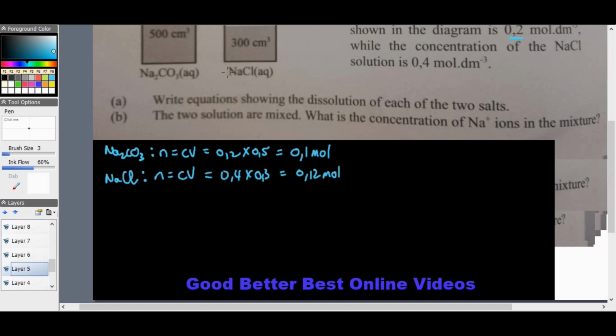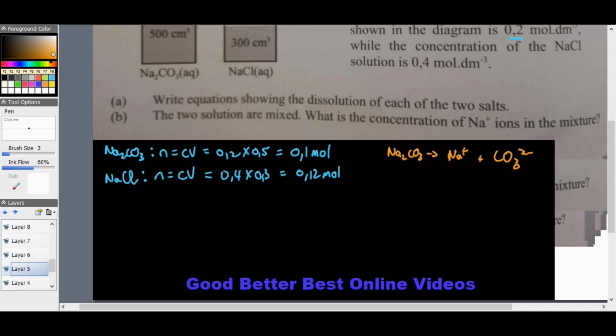So the first question comes into play here. They ask for the equation showing the dissolution of it. If I do this quickly over here, Na2CO3 dissociates, or breaks apart, in water. That's going to become Na ions plus carbonate ions, CO3 2 minus.